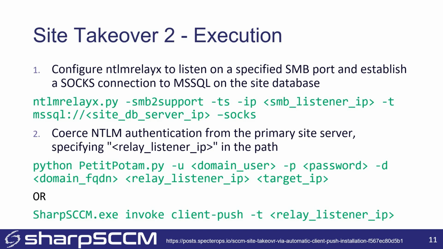Next, we're going to coerce NTLM authentication from the primary site server using the relay's listening IP address in our path. We can use PetitPotam or SpoolSample or Coercer if we want to coerce authentication via RPC, or we can use SharpSCCM's invoke client-push command if we want to coerce authentication through a management point when automatic client push installation is enabled for the site.